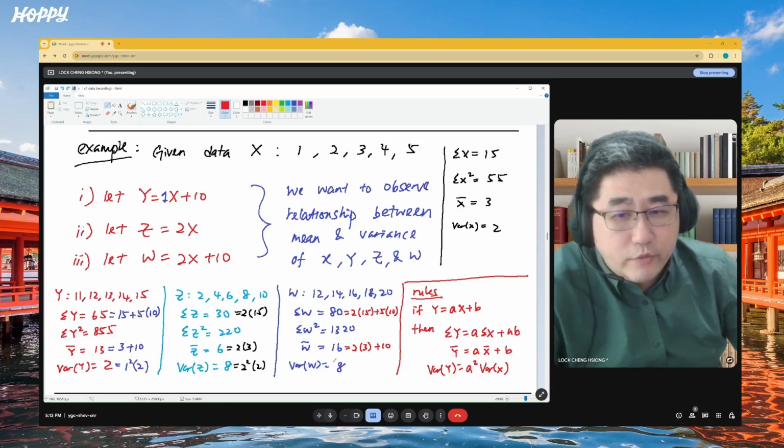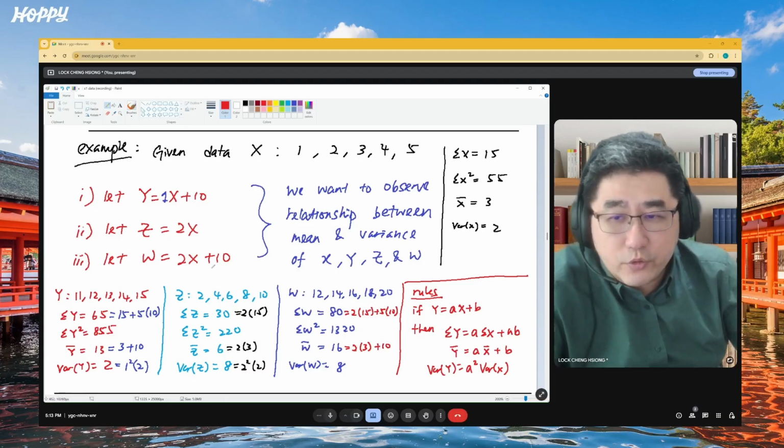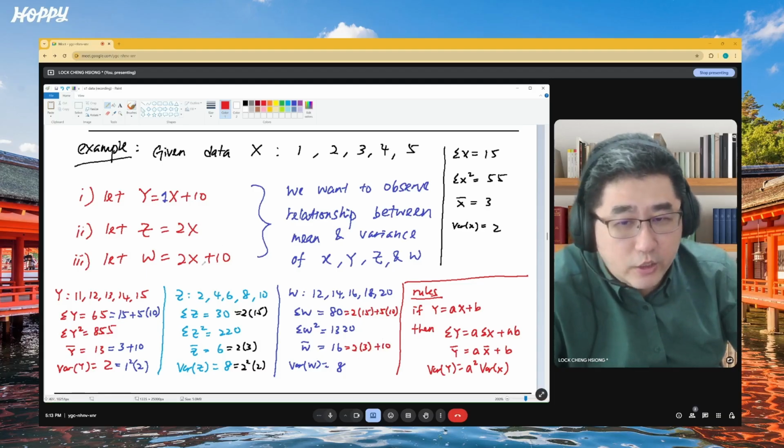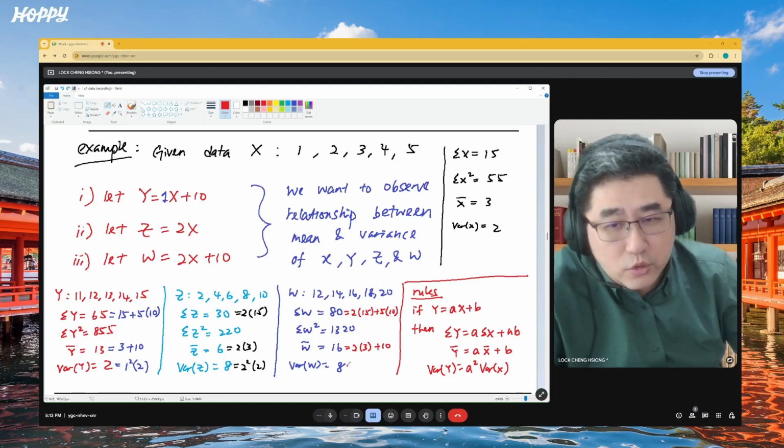Then what about the variance w? Okay, variance w, you can see that the 10 being ignored. Okay, there's no b here in the formula. So equals to the 2 square of the 2. Therefore, it's equals to 8.